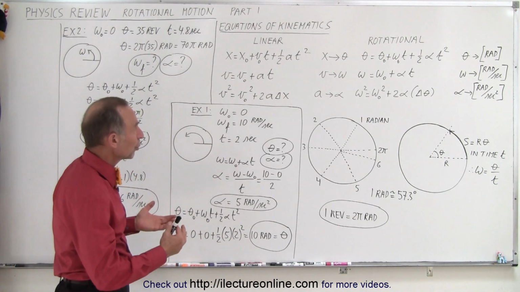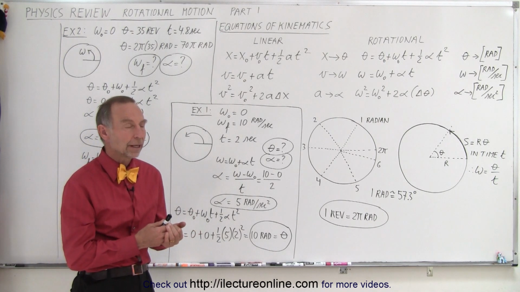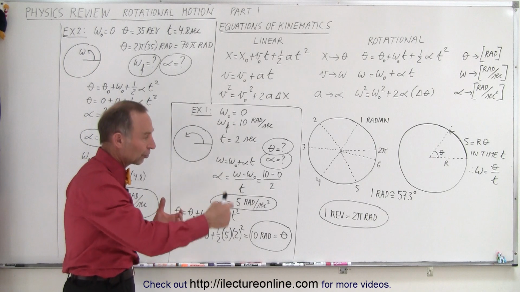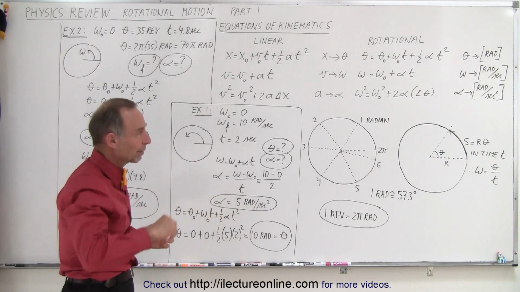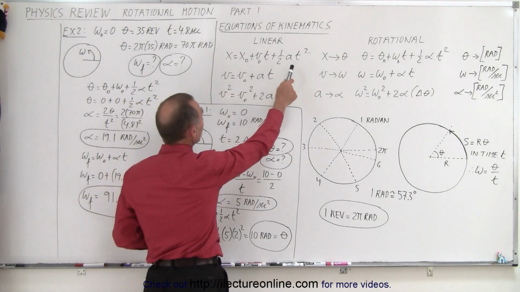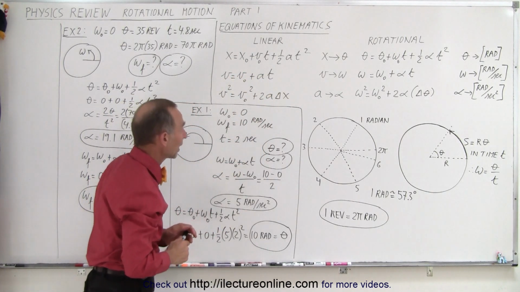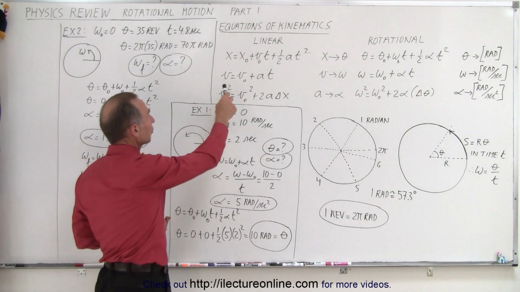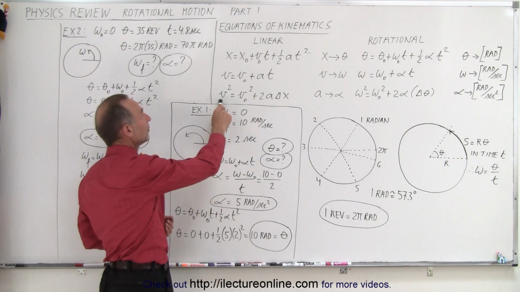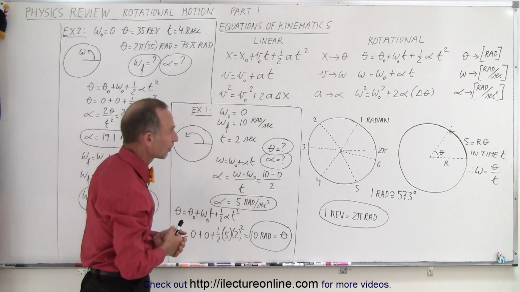And what is rotational motion? Well, it's very similar to one-dimensional linear motion, except that we go around in a circle instead of traveling along a straight path. You may remember the equations of kinematics for linear motion: x equals x sub naught plus v sub naught t plus 1/2 a t squared, or v equals v sub naught plus at, or v squared equals v initial squared plus 2a times the distance traveled.